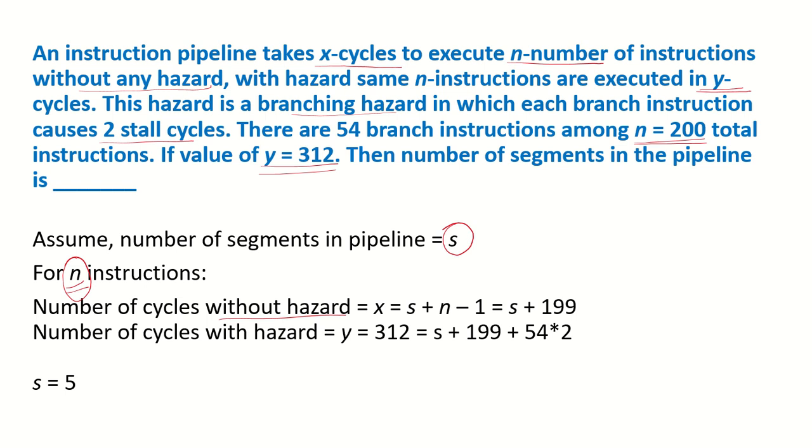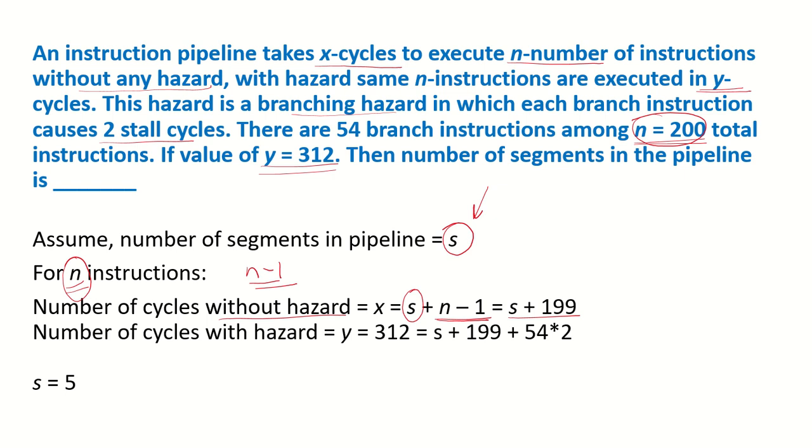We know that the first instruction would require s clock cycles, which is equal to the number of stages, and the remaining n minus 1 instructions would require 1 clock cycle each to be completed. That means they would require a total of s, but every clock cycle one of them would be completed. So the total number of clock cycles without hazard would be s plus n minus 1, and it is given that n is 200, so s plus 199.